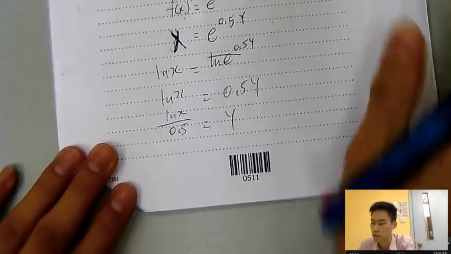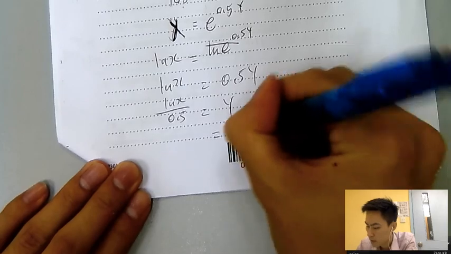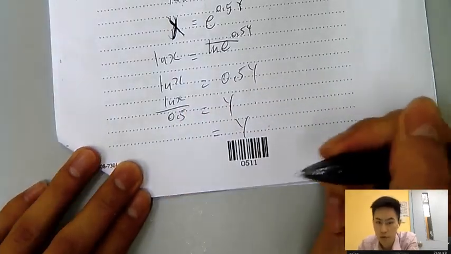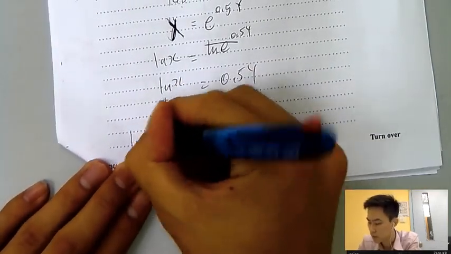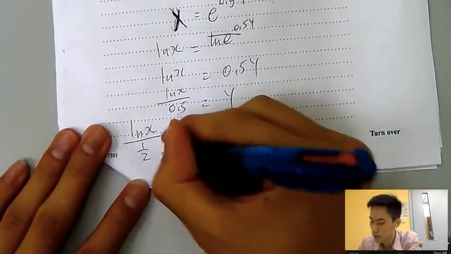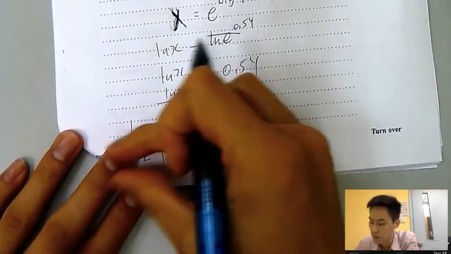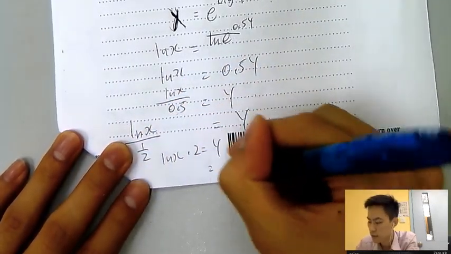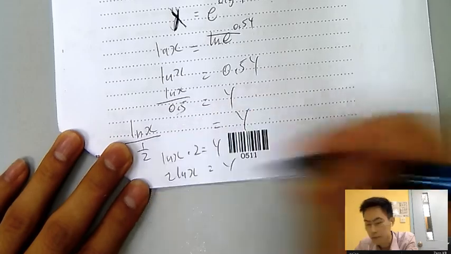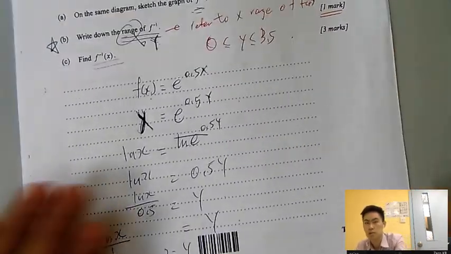But don't leave your answer like this. Why? Because 0.5 is 1 over 2, right? So ln x divided by 1 over 2. That means ln x times what? You flip this, times 2. So that's equal to 2 ln x. Okay, so that's the final answer. So 3 marks, this one.